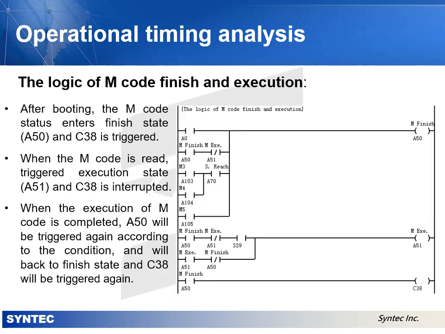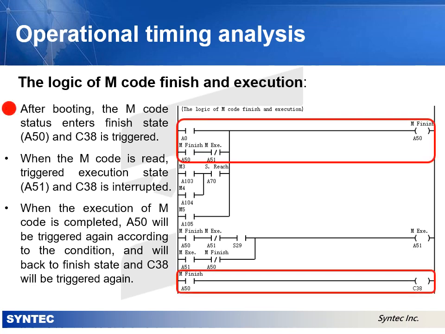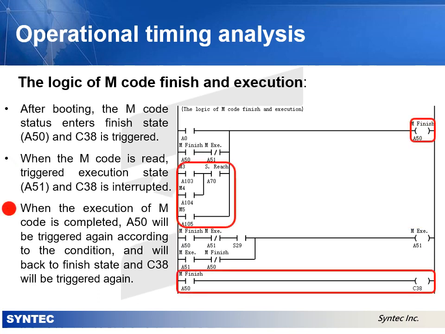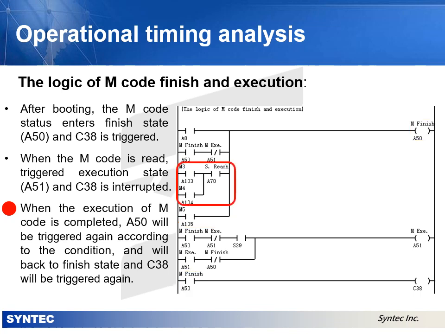The logic of M code finish and execution. Once the machine is booting, A0 will trigger the A50 state in C38. After reading the M code, the system will trigger the A51 state and interrupt C38. When the M code condition is completed, A50 and C38 are triggered again to allow the program to do the following processes. The M3 and M4 commands mentioned above will be completed after A70 is triggered. If the system executes the M5 command, it will immediately trigger the A50 state after the A51 state is triggered.